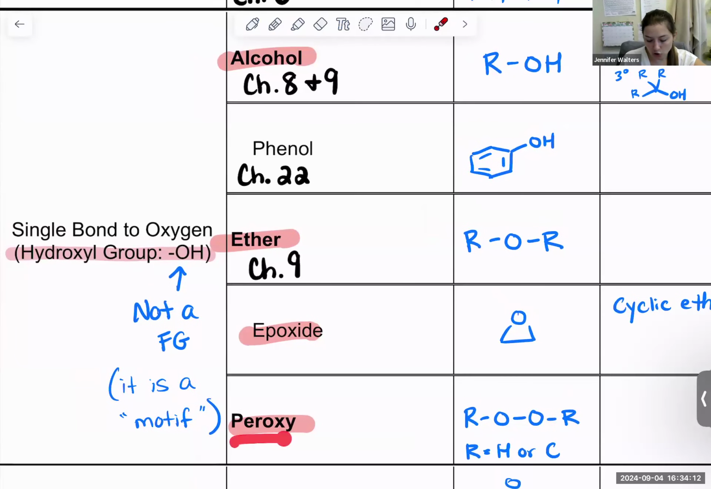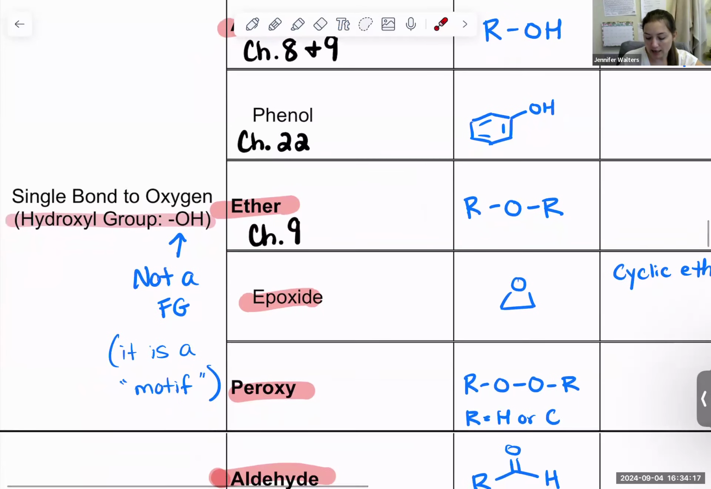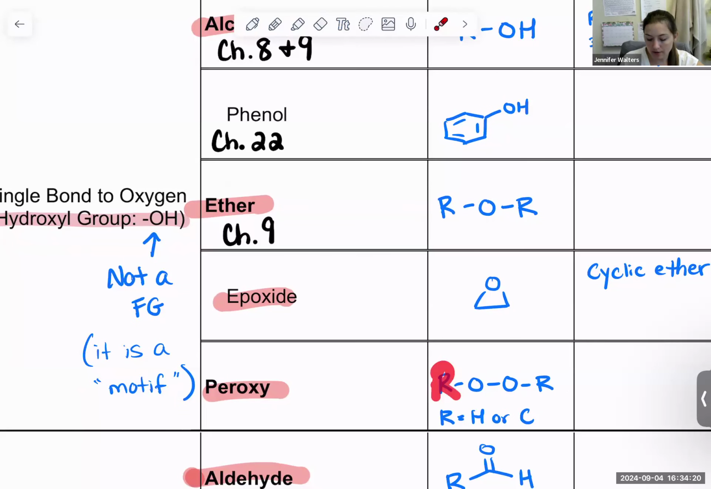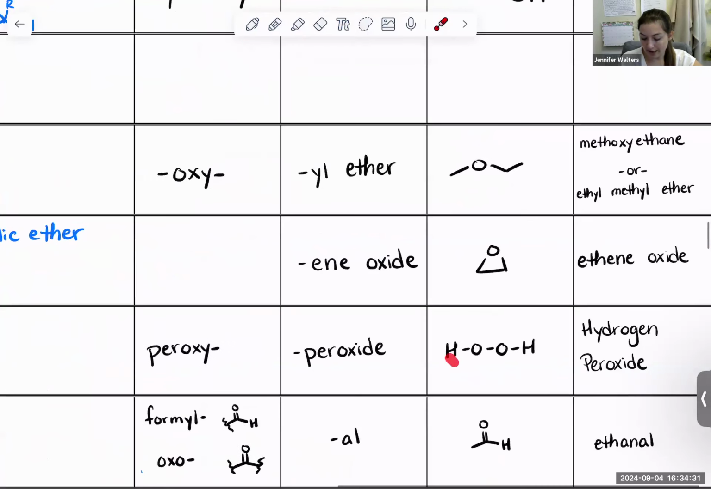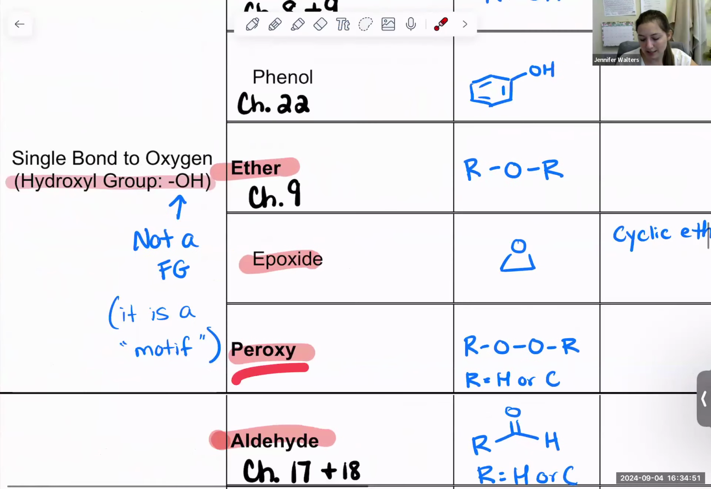Our last functional group containing single bonds to oxygen is our peroxy group. So that is like our peroxides. That is where you have carbon, single bond oxygen, single bond oxygen, single bond carbon. R here can be hydrogen or carbon. For example, if you have hydrogen peroxide, HOOH, that is still a peroxy group. This is kind of a special case because it's not organic, so it's technically not a functional group here. It's just a molecule that is hydrogen peroxide. But my point is, if you have the oxygen-oxygen bond, that makes you a peroxy functional group.